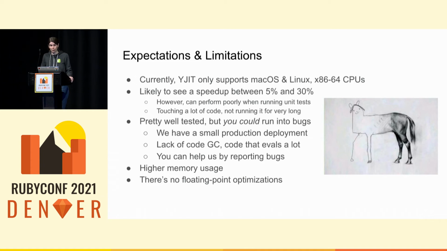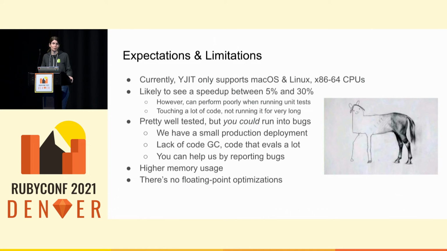Yeah, and I would say it's pretty well tested. Like I said, we have a small production deployment, but it's possible you could run into bugs. If you do run into bugs, it would be helpful to us if you report them, if you get in touch with us. Also, right now, we don't have a garbage collector for code. So if you have a program that generates a lot of code, that does eval over and over and over again, it's possible that you could run out of executable memory and then crash. That's going to get fixed in the future. But yeah, there's some specific use cases where you could run into that problem.